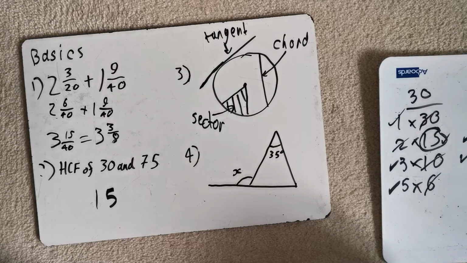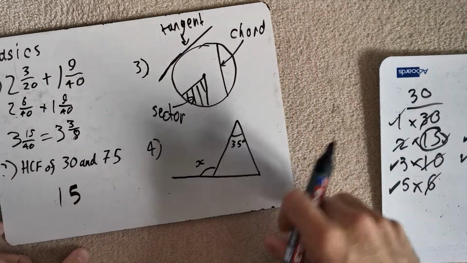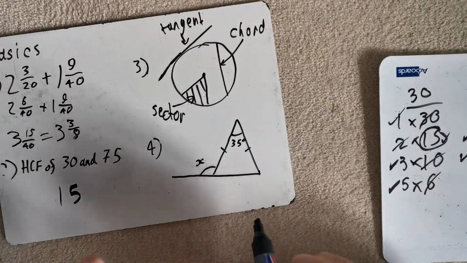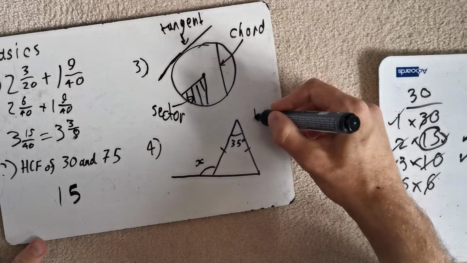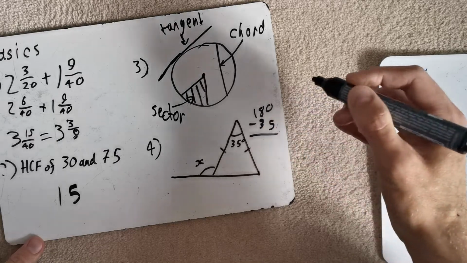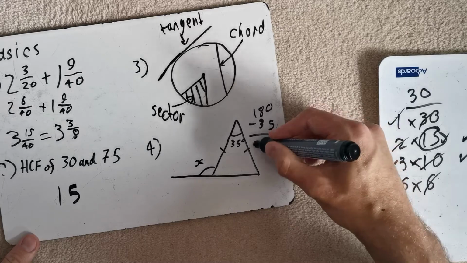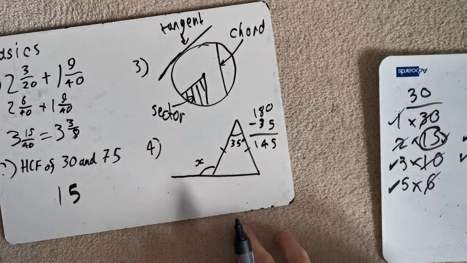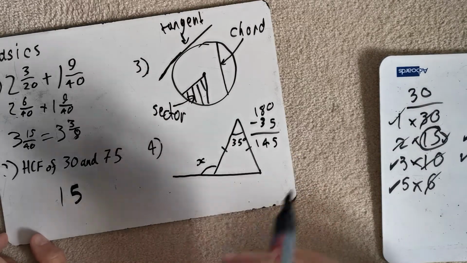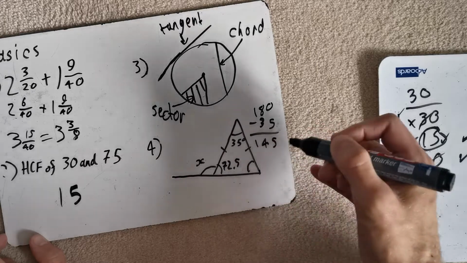So next one, let's have a look. I forgot to put that that's an isosceles triangle. Hopefully you've picked that up. Okay, so 180 take away 35 is going to be 145. Yeah, 145. If it's an isosceles triangle, we can half that. So half of 140 is 70. Half of 5 is 2.5. So that'd be 72.5 there, and there as well.